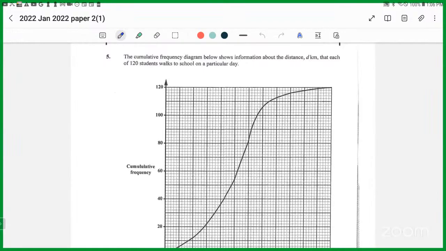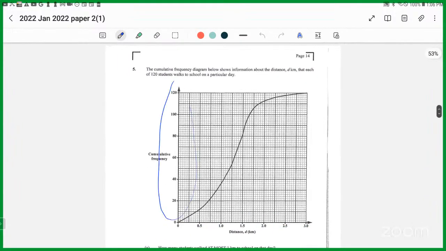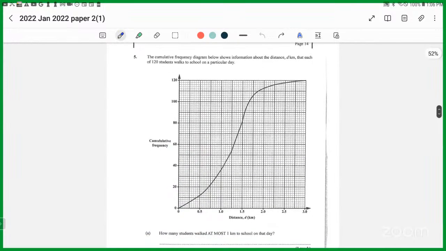All right, this one says, the cumulative frequency diagram below shows information about the distance, in kilometers, that each of 120 students walked to school on a particular day. So remember, these are the students up here, and these are the distances that they walked, less than or less than or equal to. Whichever one you decide to use, a lot of the time it doesn't make a big difference. But sometimes as you read the question, you'll know which one you have.